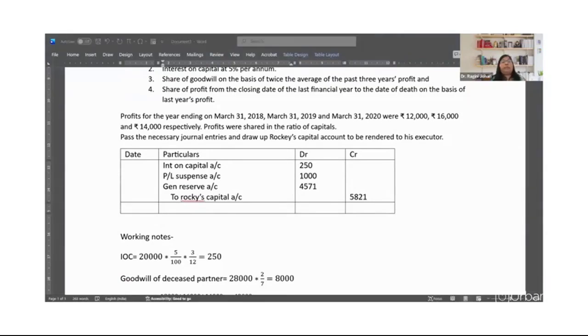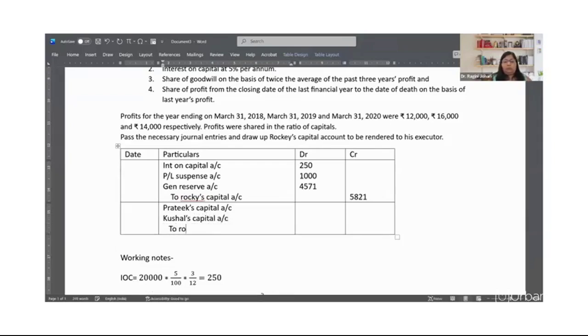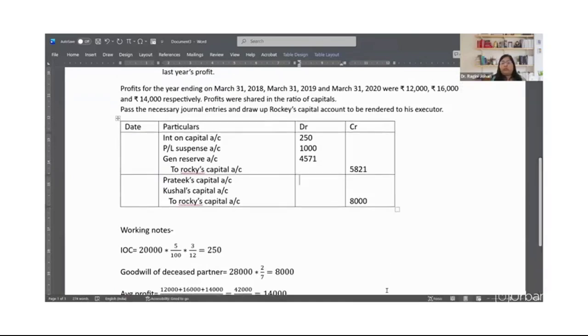Okay. So directly moving to journal entries. The journal entry would be Pratik's capital account, Kushal's capital account debit to Rocky's capital account. In his account, the entire 8,000 has to be deposited, which will be distributed in the 3:2 ratio, and the amounts that come are 4,800 and 3,200. This way my goodwill is also calculated.